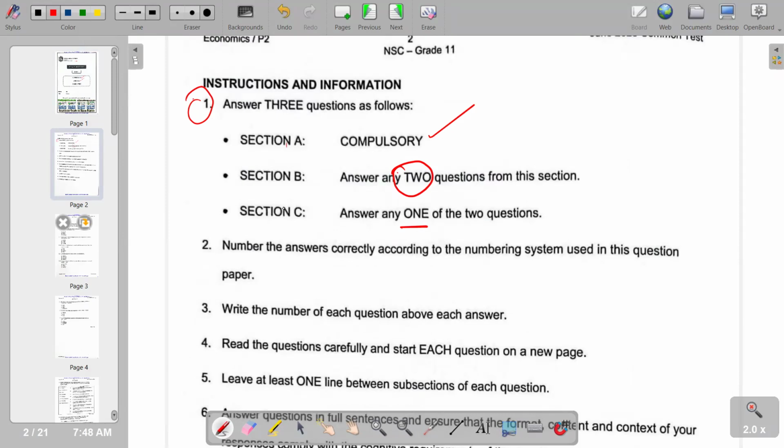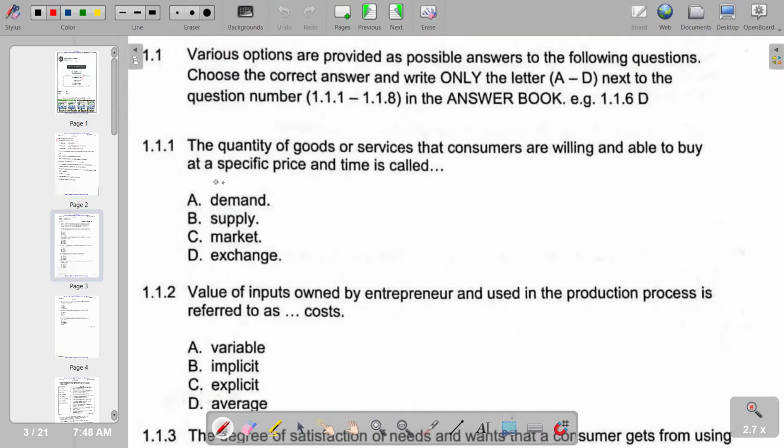On the first question that we have, which is 1.1.1, the quantity of goods or services that consumers are willing and able to buy at a specific price and time is called. We've got demand, supply, market, and exchange. So the correct response is demand. Remember, demand is measured from the point of view of the consumers.